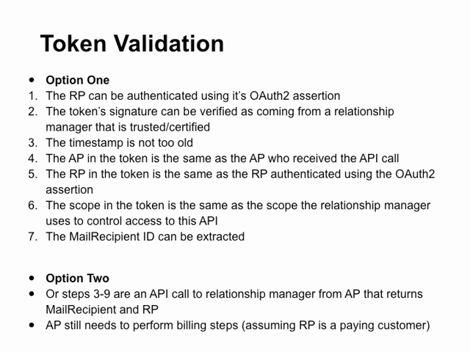But they need to do a bunch of things like make sure the OAuth 2 signatures are valid, make sure that the relationship manager that issued it is one that the attribute provider supports, check the timestamp on the token, make sure that the attribute provider listed in the token is the one who actually received the token. Similarly, make sure that the relying party in the token is the same as the relying party who contacted the attribute provider.